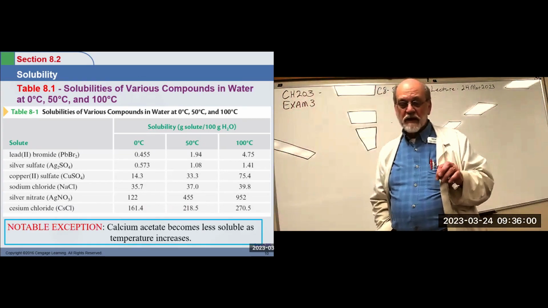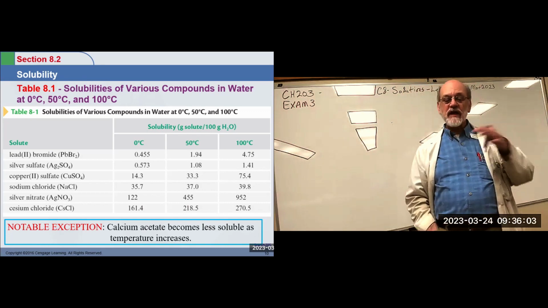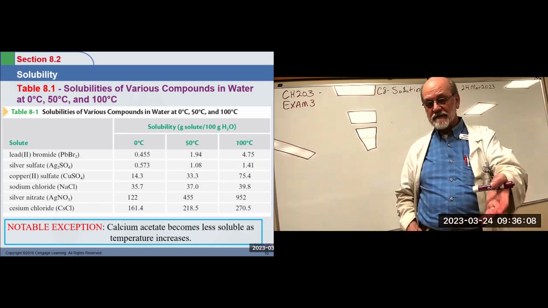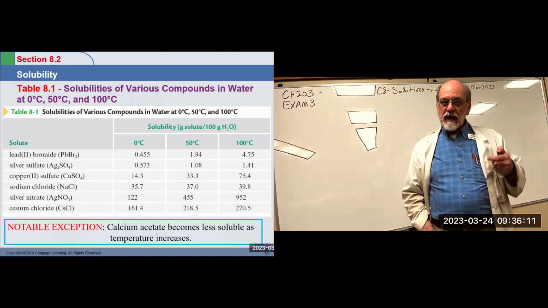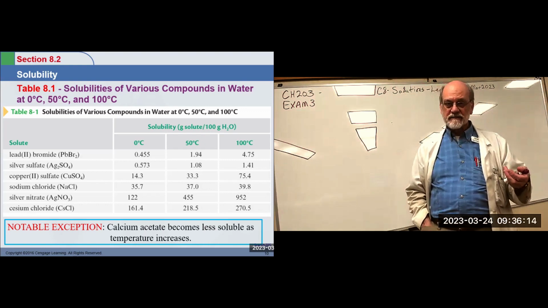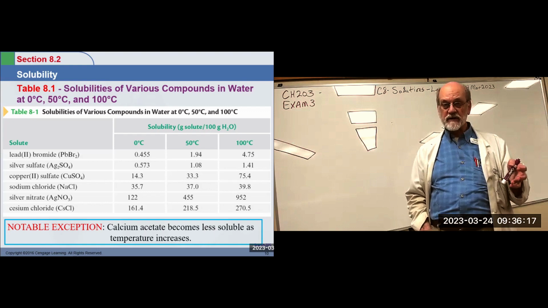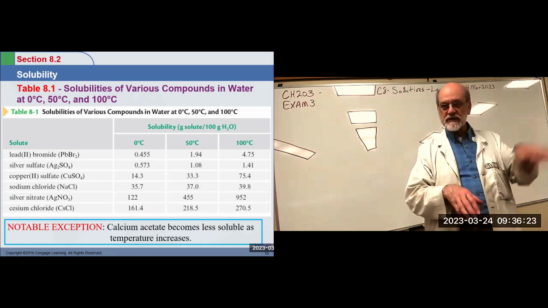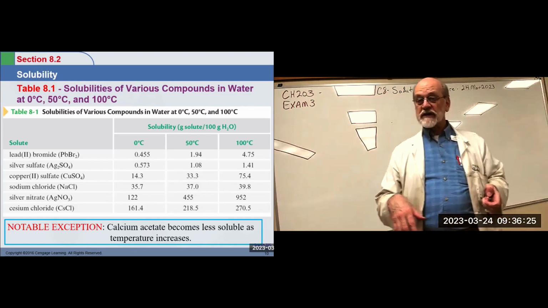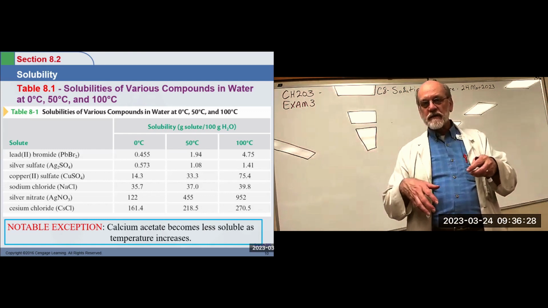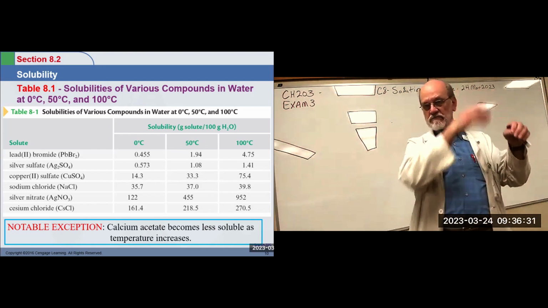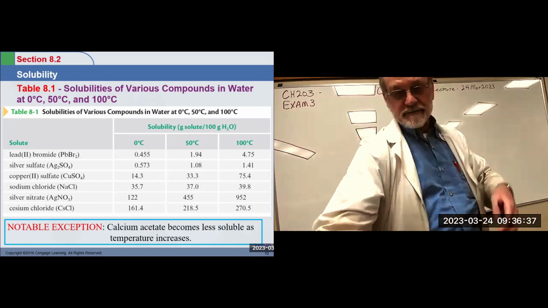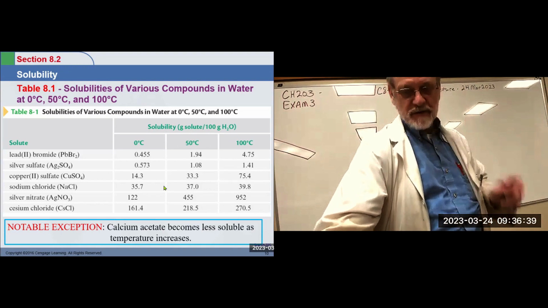There's an exception to the rule. Some compounds become less soluble as the temperature increases. The example I give there is calcium acetate. Unfortunately, there's no way to predict. This is empirical information. You just have to run the experiment and determine that calcium acetate is less soluble as the temperature increases. And if you're really interested in that particular compound, you'll probably measure the solubility at different temperatures and draw a graph so that you can predict the solubility in the future with temperature.